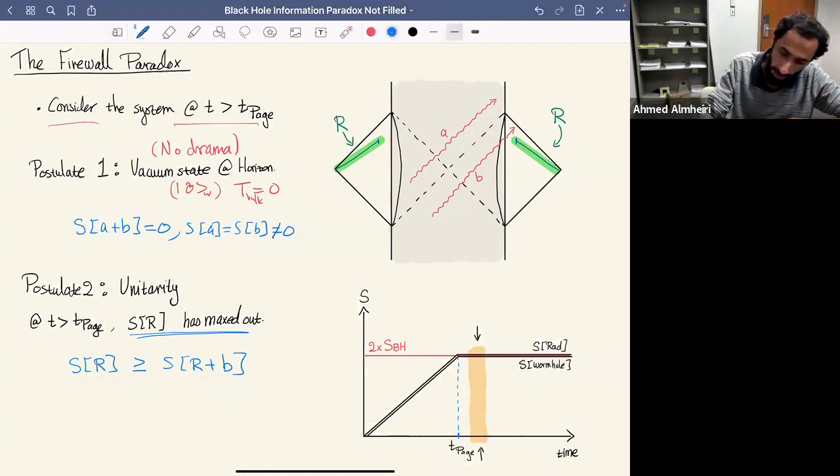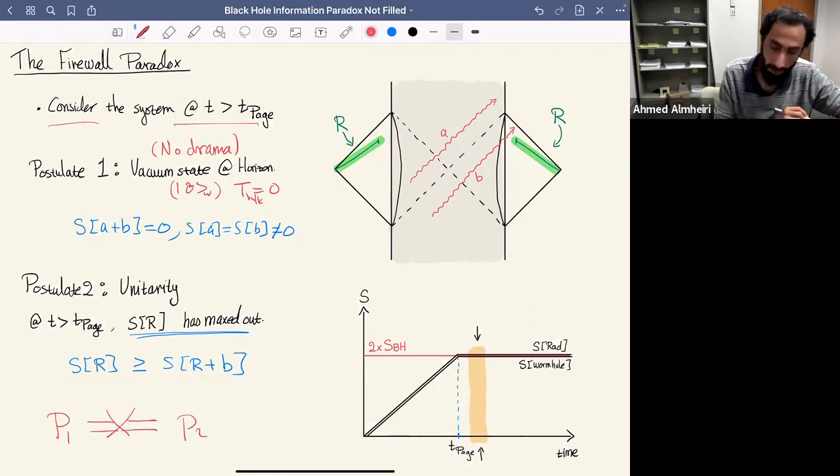And the claim is that these two postulates, postulate 1 and postulate 2, are in direct conflict, which is what I'll explain in the proof on the next slide. Any questions?